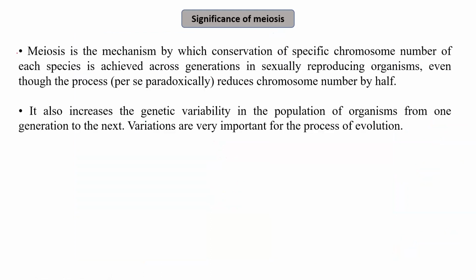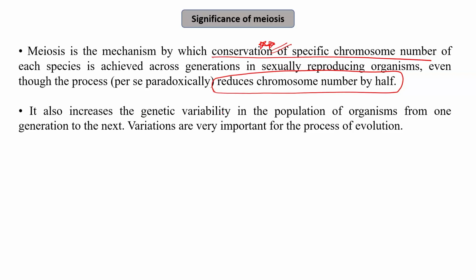Now, what is the significance? As I mentioned, it is the mechanism by which the chromosome number is conserved across the generations. Because if the reduction of chromosomes does not happen, then in sexually reproducing organisms there will be a duplication of the chromosomes in every further generation. Therefore, this process helps in reducing the chromosome number by half, and therefore helps in maintaining a specific number of chromosomes across the species.